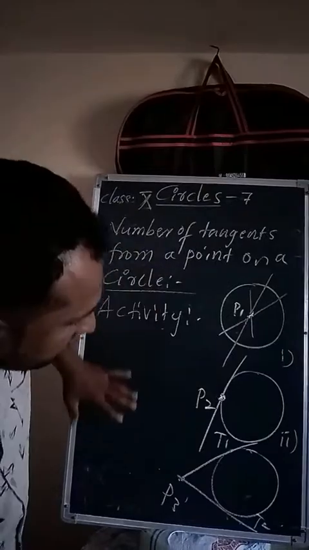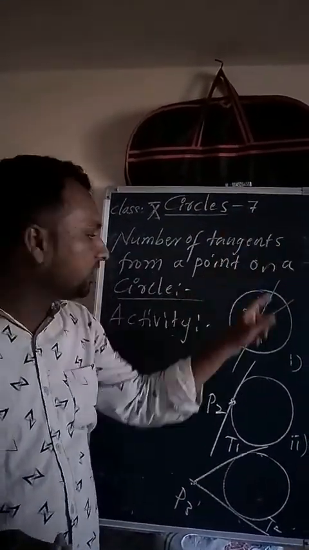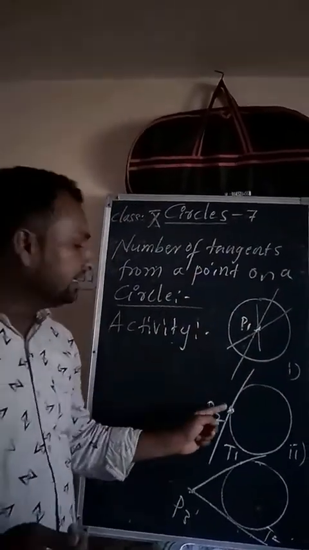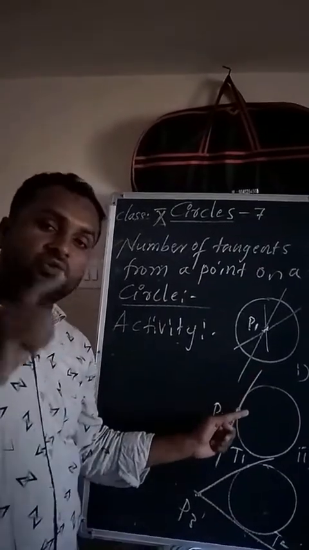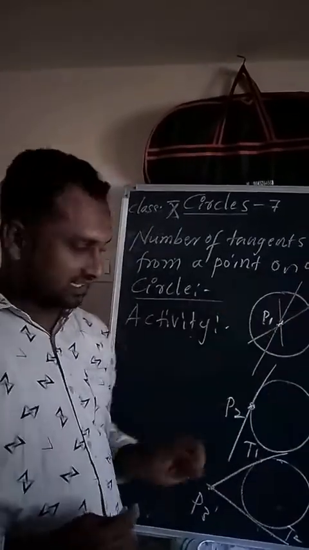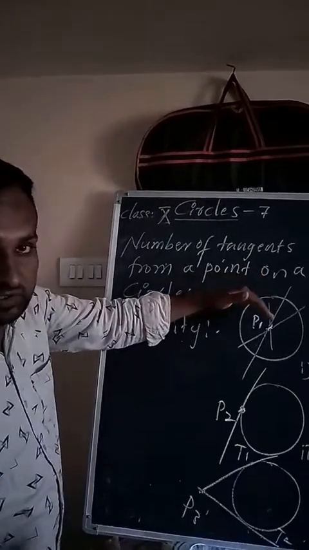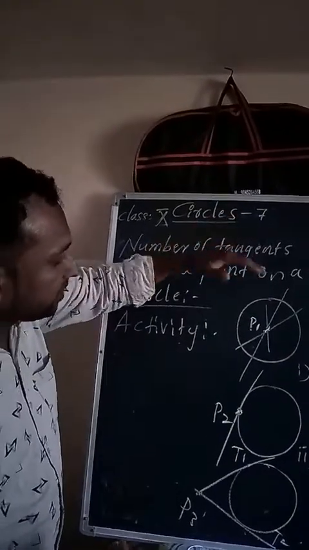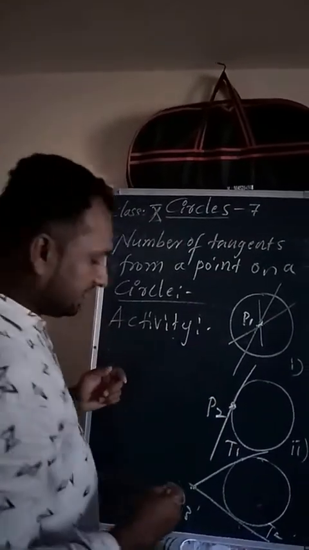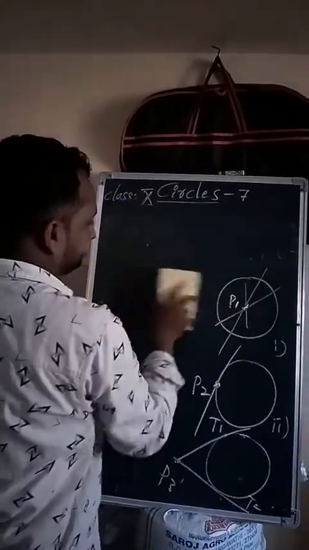See what you observe in these three figures. If a point is inside the circle, there is no tangent to the circle through that point. But if the point is on the circle, you can draw only one tangent. If the point is outside the circle, you can draw two tangents. Now I will write them one by one, what case one gives, what the second circle gives, and similarly the third one.